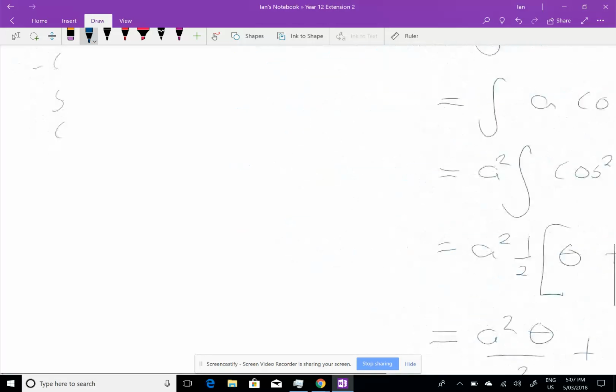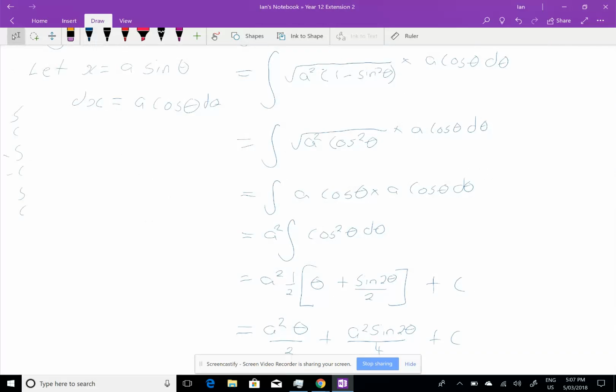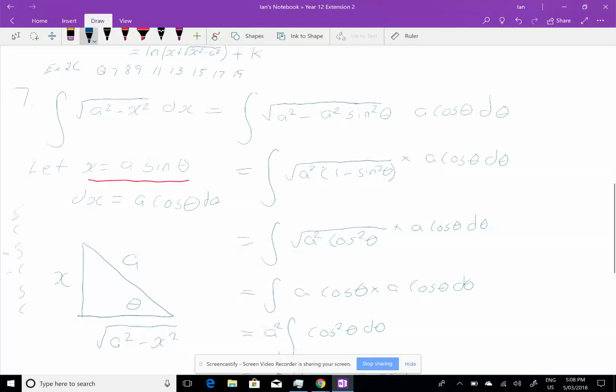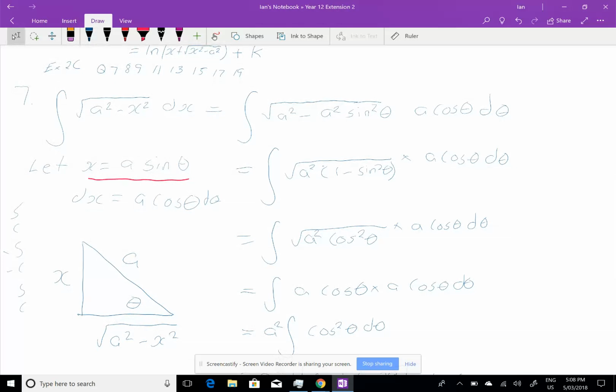Alright, let's go back up here, draw our triangle. Remember, if x equals a sine theta, then sine theta equals x on a. So I put theta here. That's where I'm getting this from. Sine theta equals x on a. So there's x, there's a, and this is the square root of a squared minus x squared, which is what we wanted. See, up the top there, the very beginning integral.